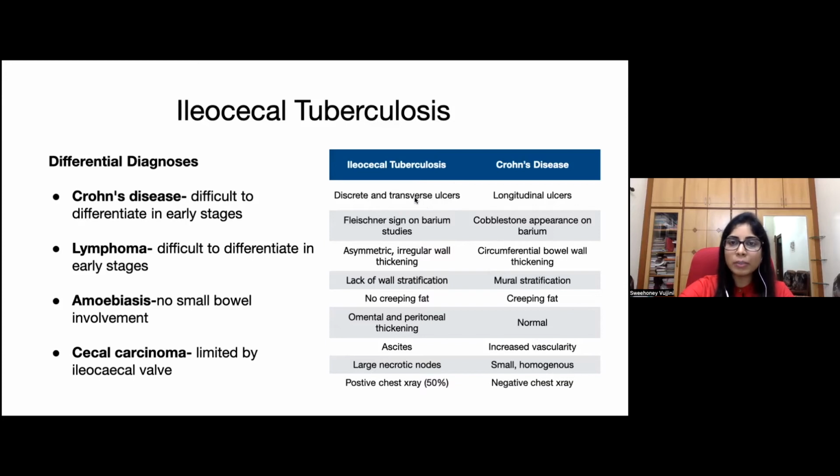I'm going to highlight a couple of major differences. Ileocecal tuberculosis shows discrete and transverse ulcers, whereas longitudinal ulcers are seen in Crohn's disease. On barium study, we see the Fleischner sign and cobblestone appearance in Crohn's disease. Also, we see asymmetric irregular wall thickening. Lack of stratification, and omental and peritoneal thickening are seen in ileocecal tuberculosis, whereas we see circumferential bowel wall thickening, mural stratification, and creeping fat in Crohn's disease.